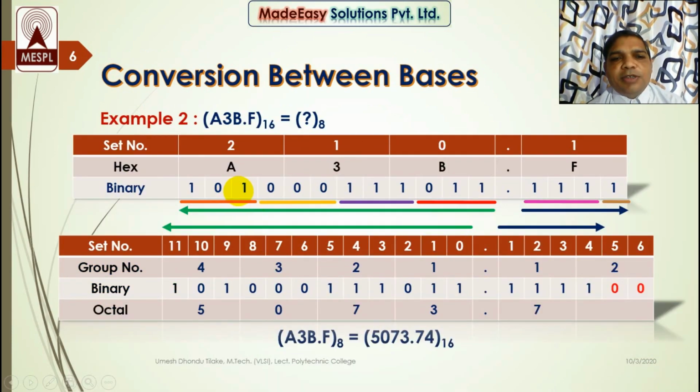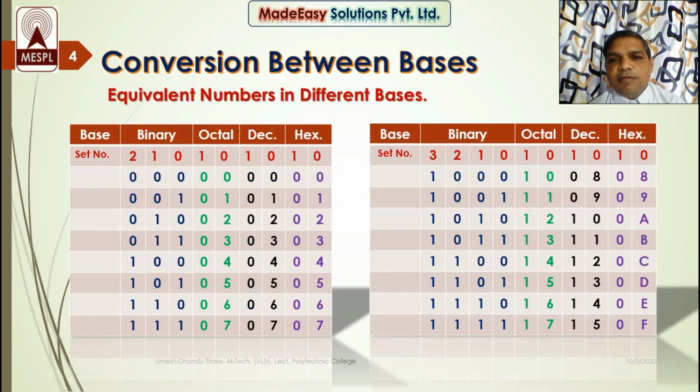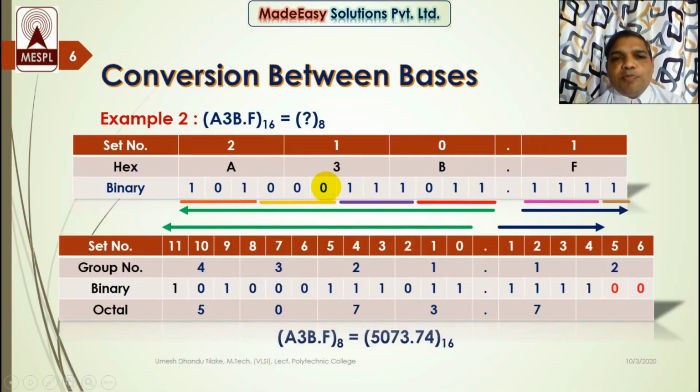So I have plotted 1010 over here. Then consider the next hex digit, it is 3. The binary equivalent of 3 hex is 011. So place here 011 and attach one more zero to the leftmost position to complete the group.